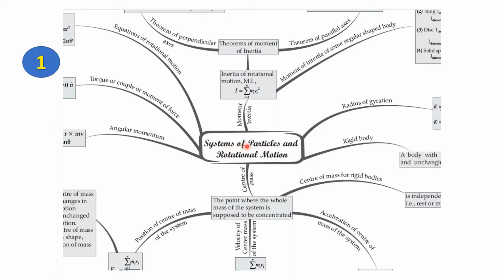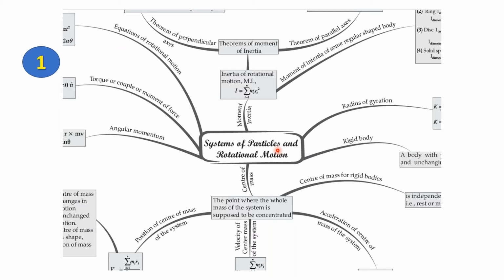The first part of the heading is systems of particles. This refers to an extended body. An extended body will have more than one particle. For example, your pencil or a pen or your smartphone, etc. Those are objects which have more than one particle.